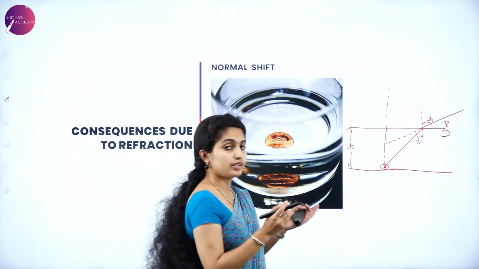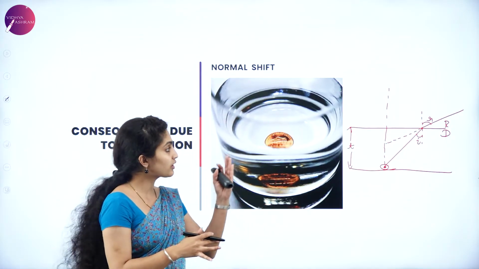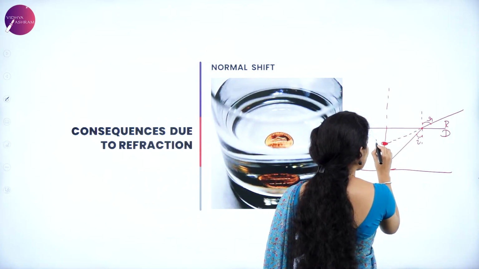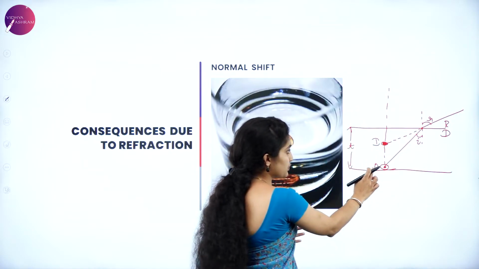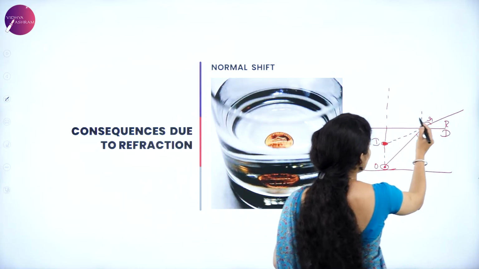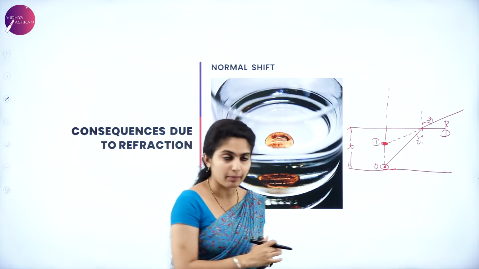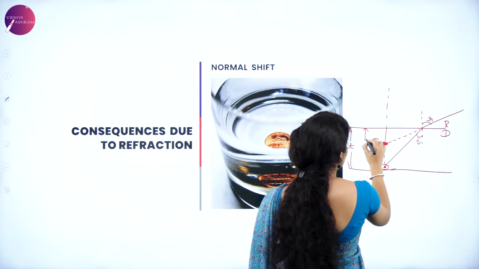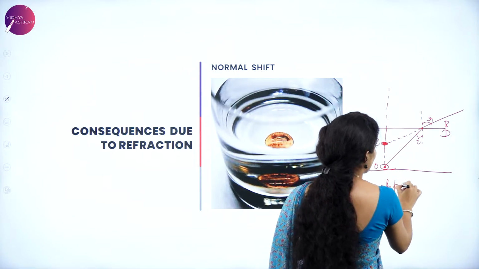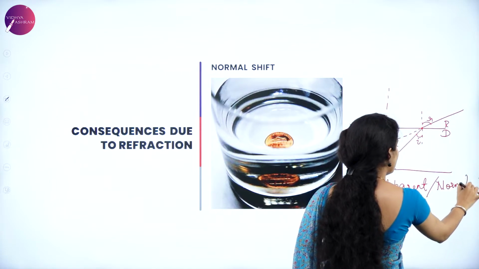So here we had considered the previous case, the lateral shift when light travels from rarer to denser. Now we are considering the normal shift. At this point, call it I. If this is O, the object which is placed, then I is the image which is formed. When you observe from this angle, you feel that the image I is shifted above. This is called the apparent shift, or it is also called the normal shift.